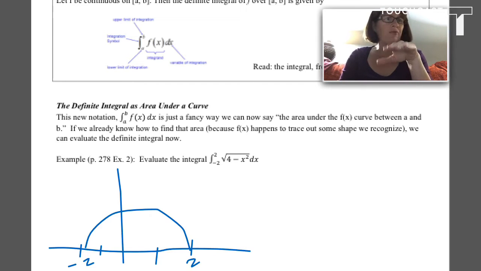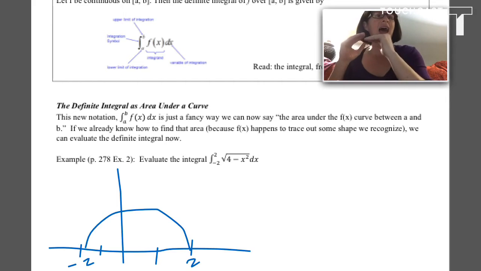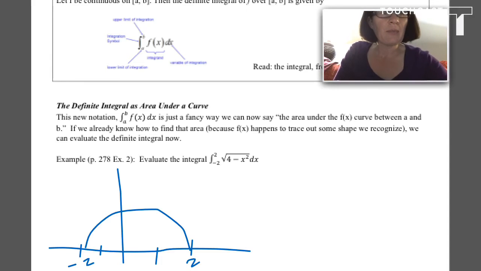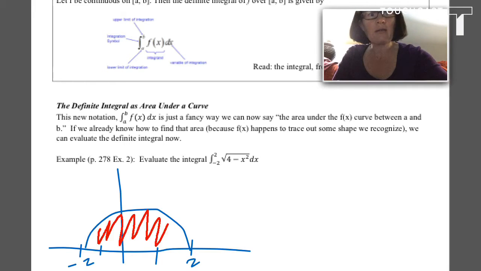that the square root of 4 minus x squared describes a semicircle. It's the half of a circle with center 0, 0, radius 2, just the top half. Okay, so how do I find this area? I'll color it in for you. Is this the area I care about?